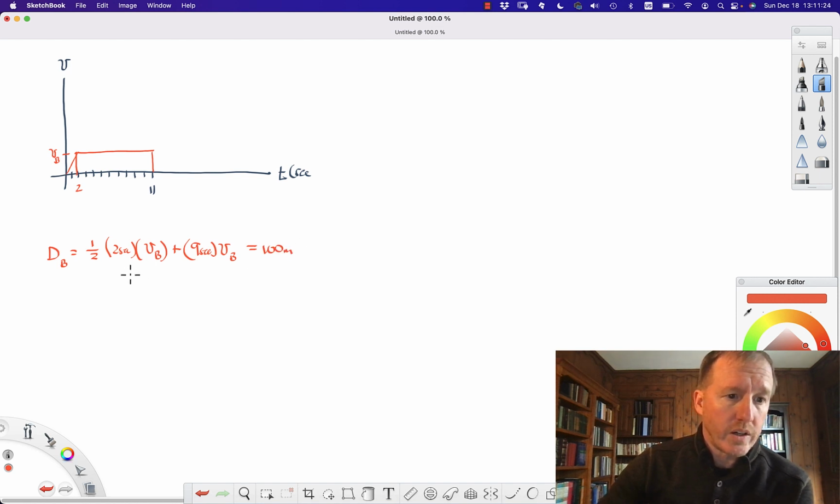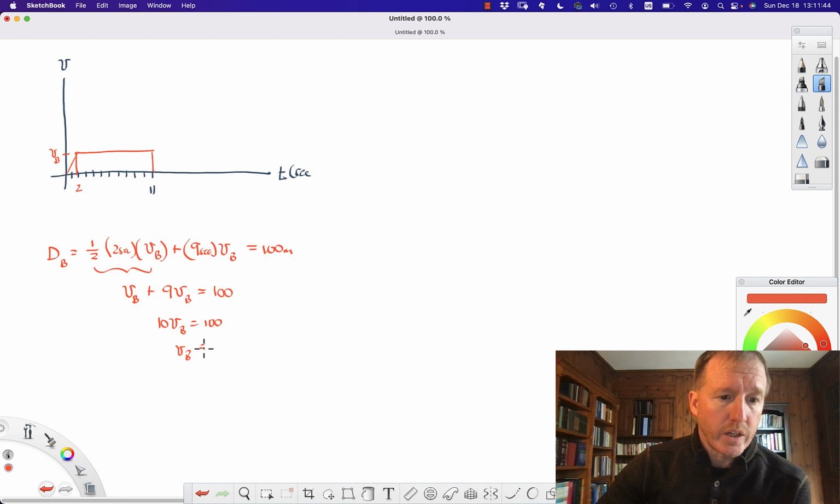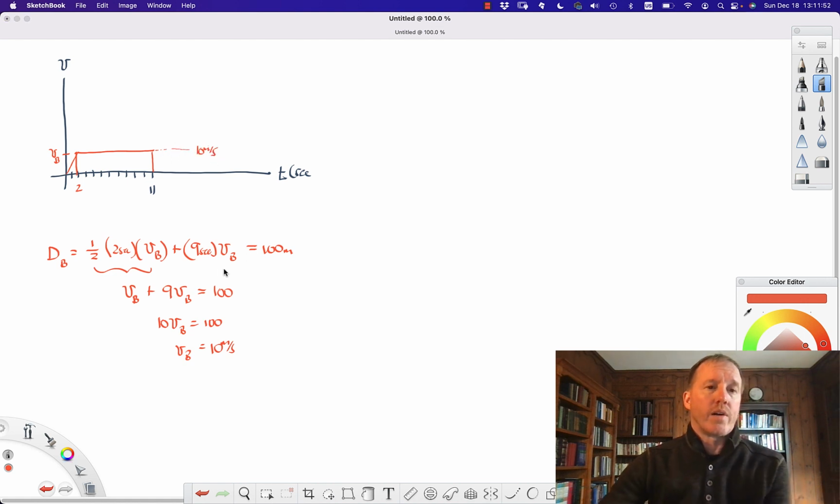So you can see here, this whole term becomes just VB, and this term right here is 9 VB. I've dropped the units to make it a little bit simpler to write, and that has to equal 100. In other words, 10 times Bill's velocity is 100, so Bill's velocity is 100 over 10, or 10 meters per second. So we just found out that Bill's maximum velocity is 10 meters per second, so that he travels 100 meters in those 11 seconds.